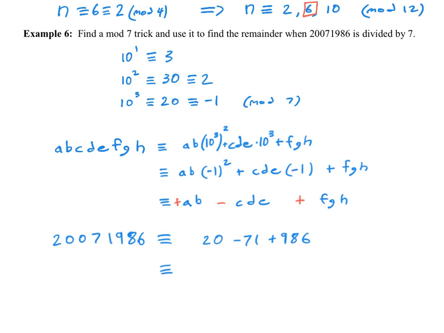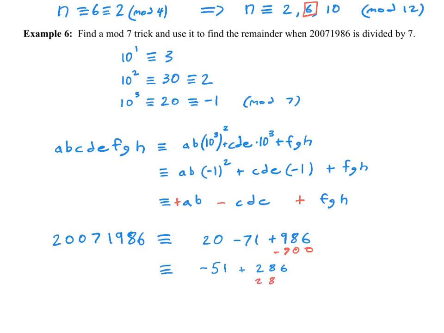All right, so to do the reduction, I'm just going to think of numbers that are relatively easy to work with. 20 minus 71 is minus 51. And then from the 986, I'm just going to think, let's just take away 700, something straightforward. So that would give me plus 286. And then from there, maybe from the 286, how about 28 is 7 times 4.